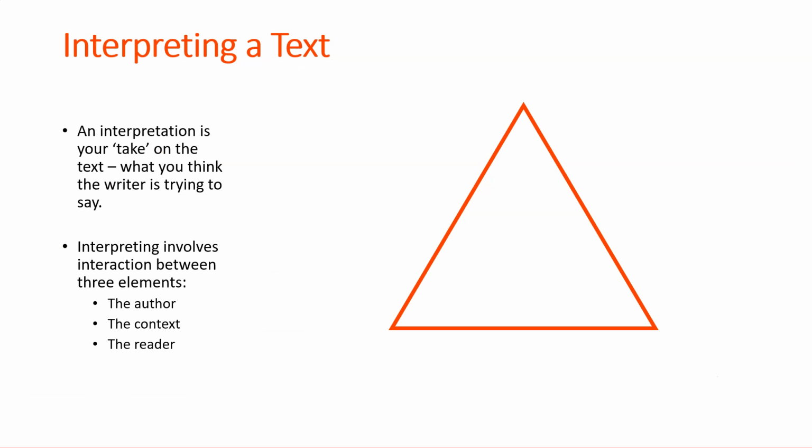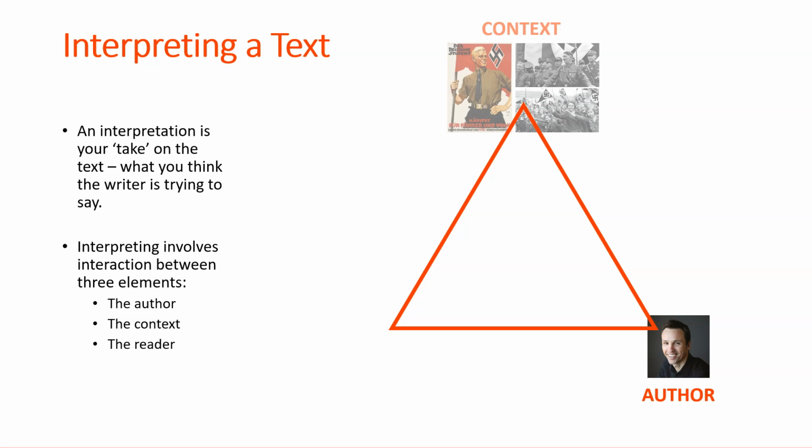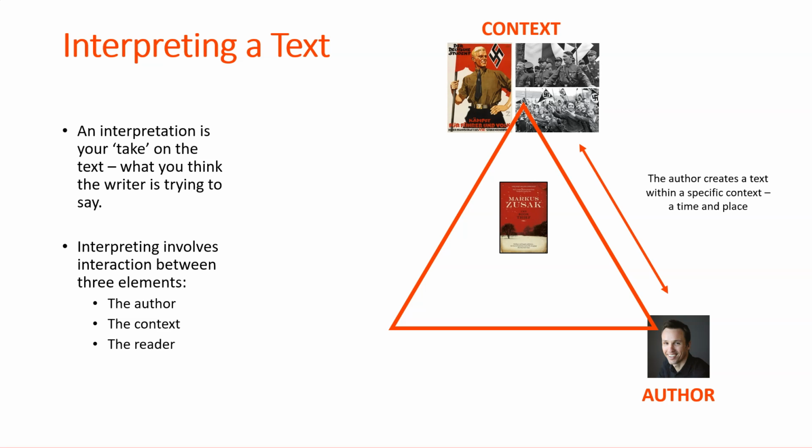When you interpret a text, you're bringing your ideas, issues, and themes together to discuss them. It's your take on the text, what you think the author is trying to say, and it involves three different things interacting with each other. It involves the author, the context, and you as the reader. The author is obviously informed by the context. He creates a book, a novel, a poem, some kind of text that's situated within that context, within that time period or within that place.